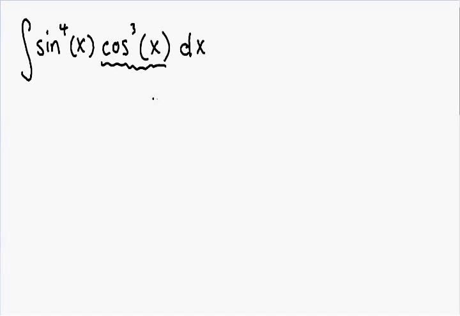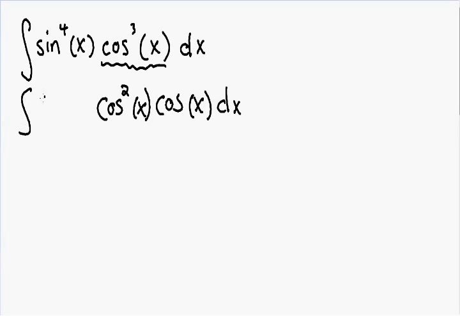So if we take 1 cosine away, and we had 3 to start with, that means there's 2 left over. So we have the cosine squared of x, because there was 2 left over, multiplied by the cosine of x, and that will give us our cosine cubed. So we separated and took 1 cosine away, and the rest of the integral stays the same. We have our dx and we have our sine to the 4th of x.